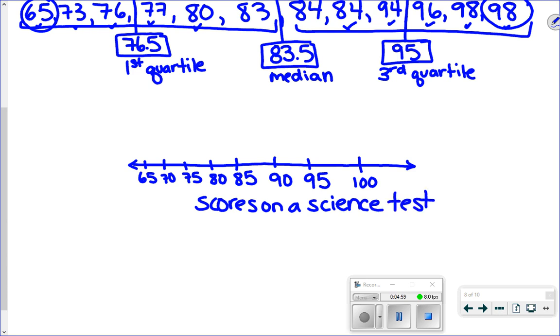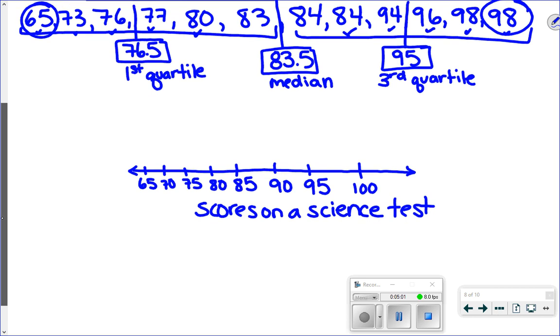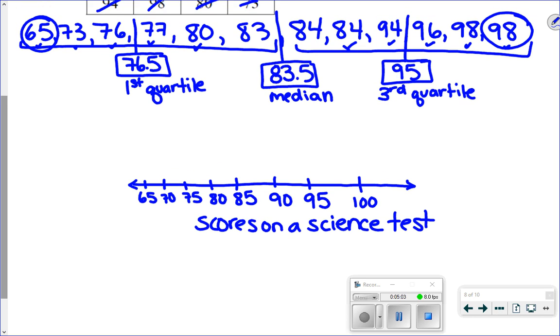Okay, so now I'm going to do the box and the whisker. The box is made up of the first quartile, the median, and the third quartile. They form a box, so I put a point for each one. 76 and a half, you just have to kind of estimate where that is. 83 and a half, again, you kind of have to estimate where that is. And then the third quartile, 95, I do have 95.